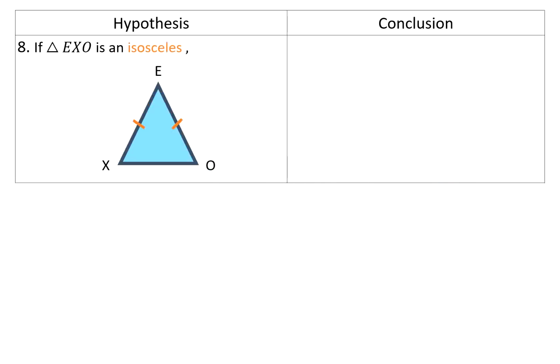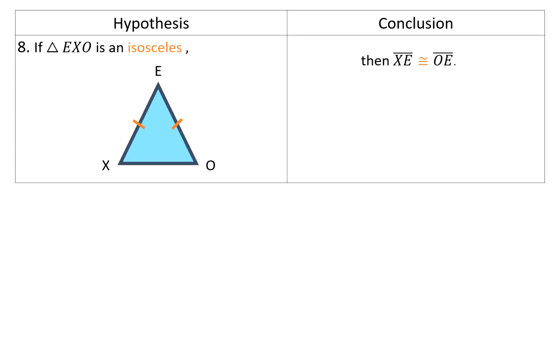Number 8, if triangle EXO is an isosceles, so kung yung figure daw natin ay isang isosceles triangle, ano yung pwede nating maging conclusion based dito sa figure na to? So, dito, when we say isosceles triangle, meron tayong dalawang congruent sides. Tama? So, that would be our conclusion. So, yung line segment XE ay congruent sa line segment OE.